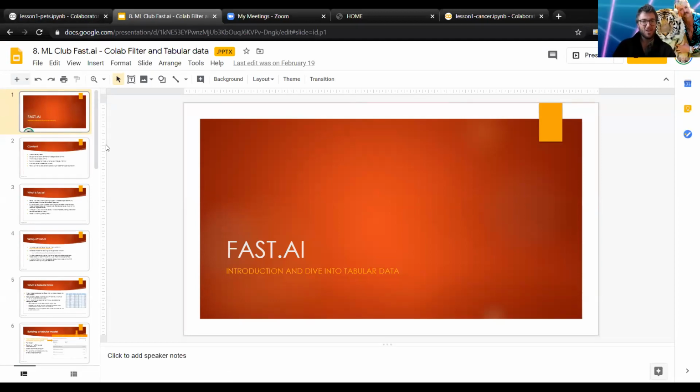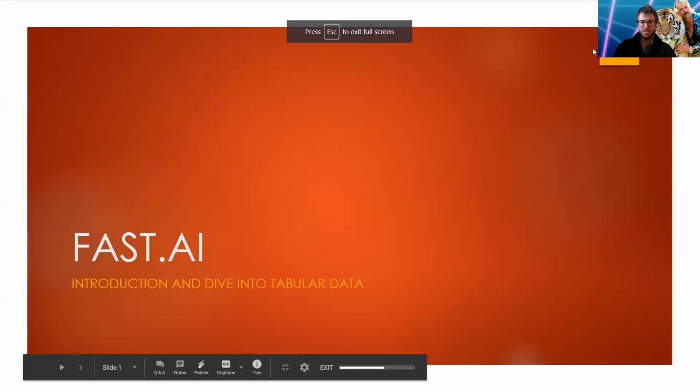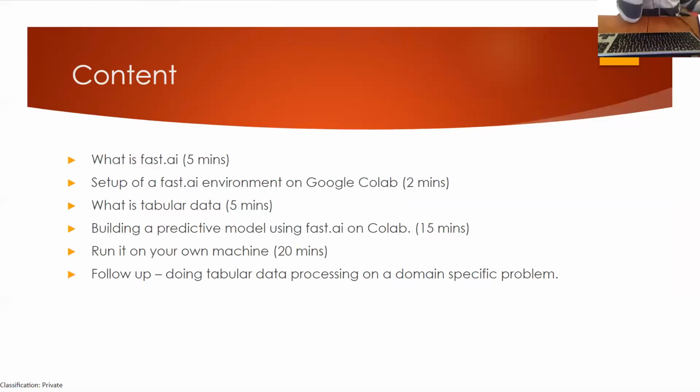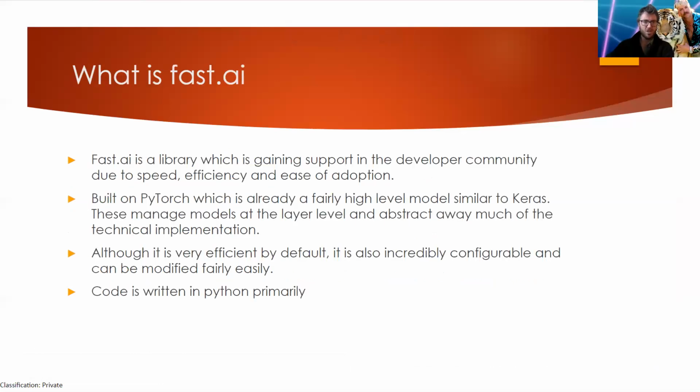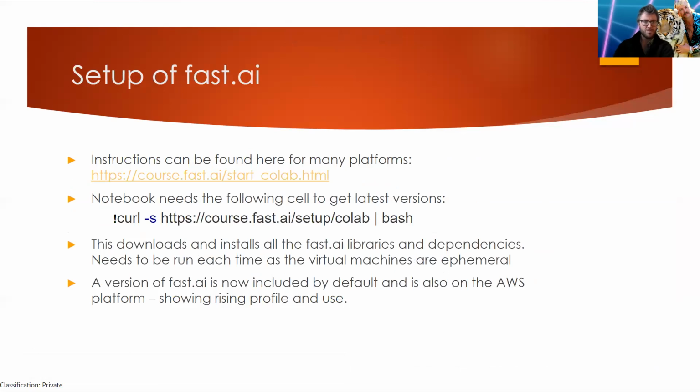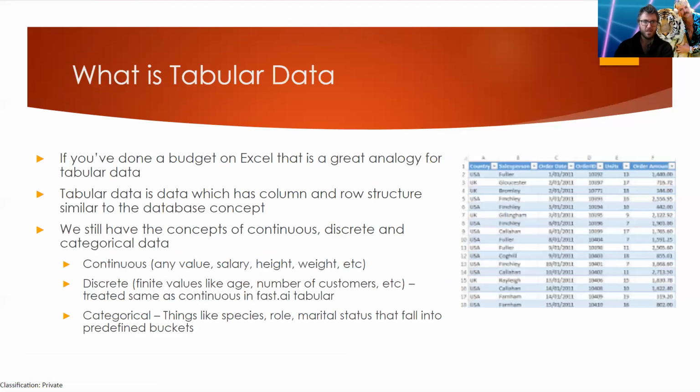Yeah. So let's see here. This is one of the ones that I ran recently for my team at work. It's to do with collaborative filtering and tabular data. So kick off presentation. You can still see that full screen, can't you? Yep. Cool. All right, so we'll jump over what is fast.ai because we've just covered that, and we'll jump over setting up fast.ai because we've done that.